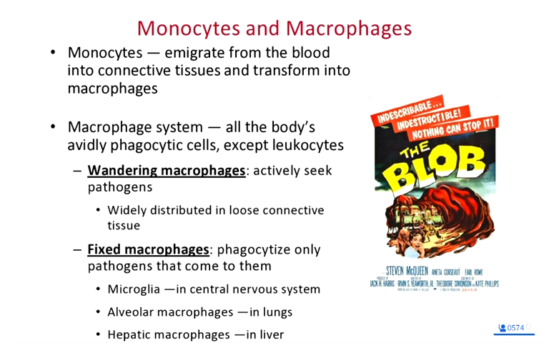When we look at the wandering macrophages, these wandering macrophages are going to be actively seeking out pathogens, and they're going to be associated with connective tissue that doesn't have a lot of cellular matrix, so loose connective tissues. When we think of the loose connective tissues, you can think of the areolar tissues. Those are the two biggest loose connective tissues that these are going to be associated with.